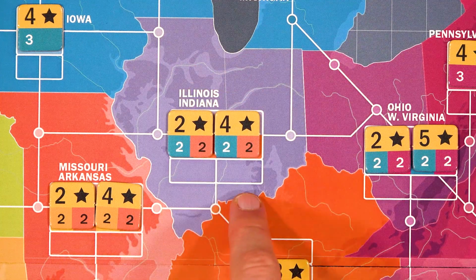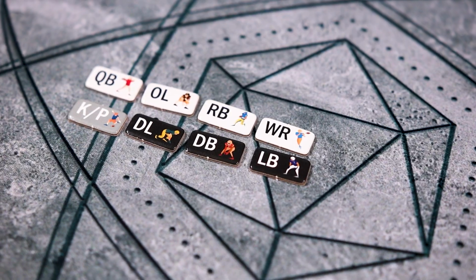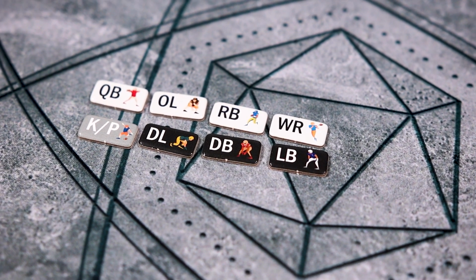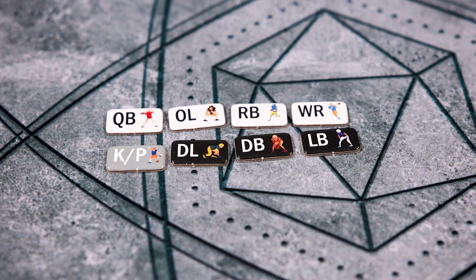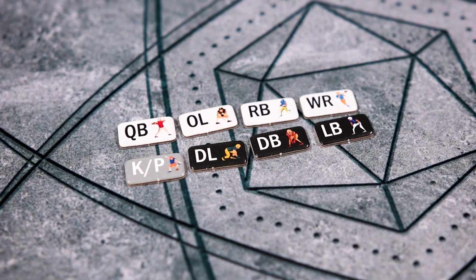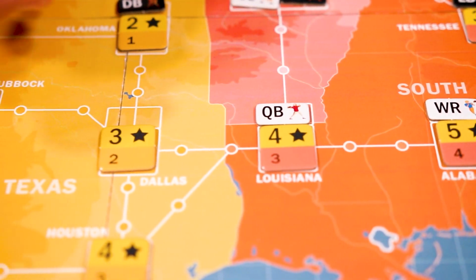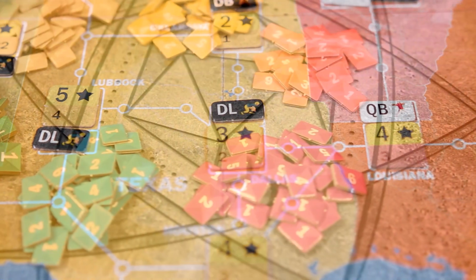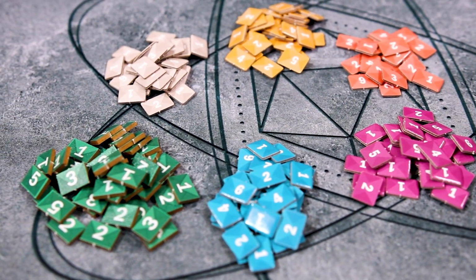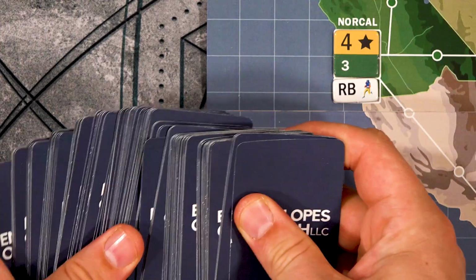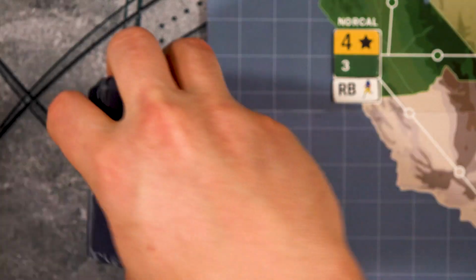Under each state token, there is a space for a recruit. You will be able to recruit quarterbacks, offensive linemen, running backs, wide receivers, kickers, defensive linemen, defensive backs, and linebackers. Randomly place one recruit in the designated spot next to each state token. Sort the envelopes of cash by color, which is the same as the various regions, and place them next to the board. Take all the cards, shuffle them, and place them next to the board as well.